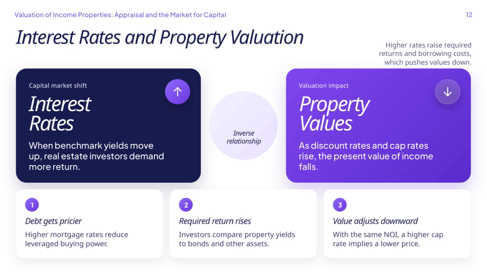Specifically, higher mortgage rates reduce the amount of leverage buyers can use, which limits their purchasing power. Additionally, investors begin to compare property yields against other investments like bonds, which means they require a higher return from real estate to stay competitive. Finally, because the net operating income remains the same, but the cap rate goes up, the price investors are willing to pay for that income drops.